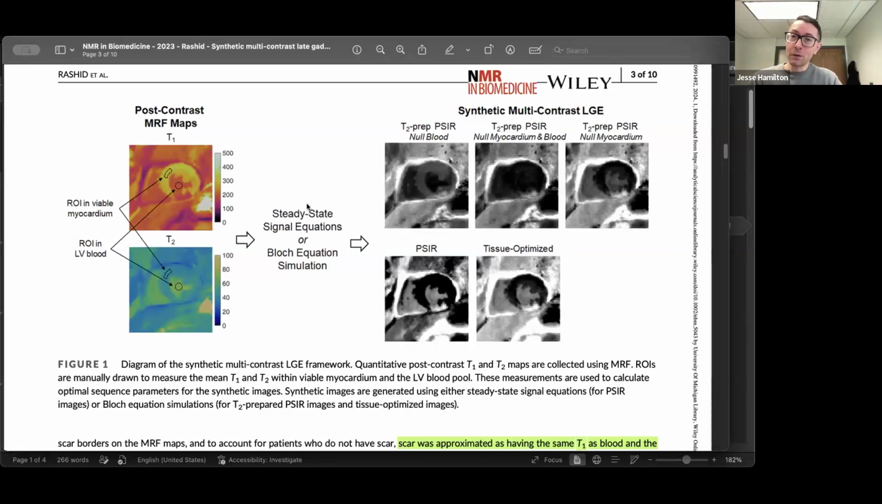And then from this one acquisition, we can generate a conventional bright blood PSIR image. This top panel is showing images with a T2 prepared PSIR simulation, so we can get different levels of dark blood suppression. And then we have this third type of image that I'll talk about in a little bit that we call a tissue optimized image.